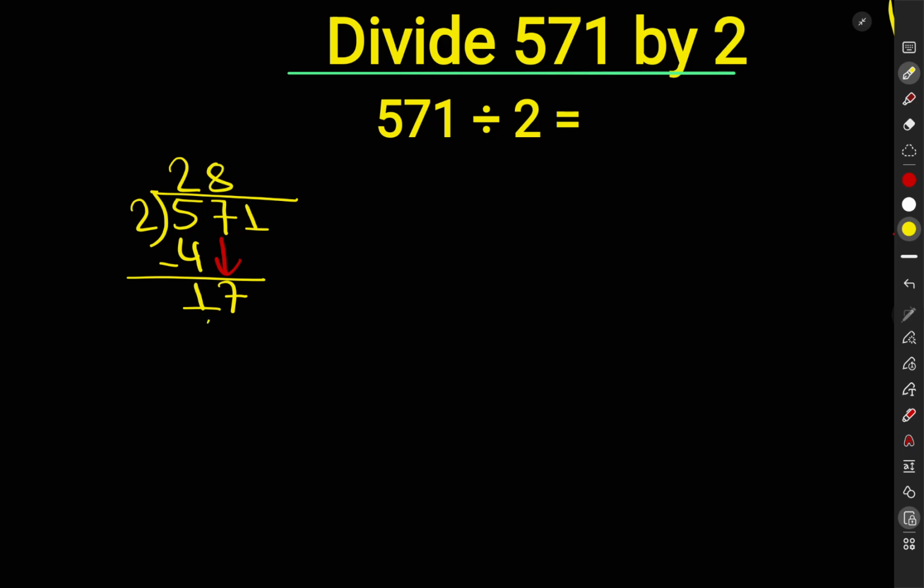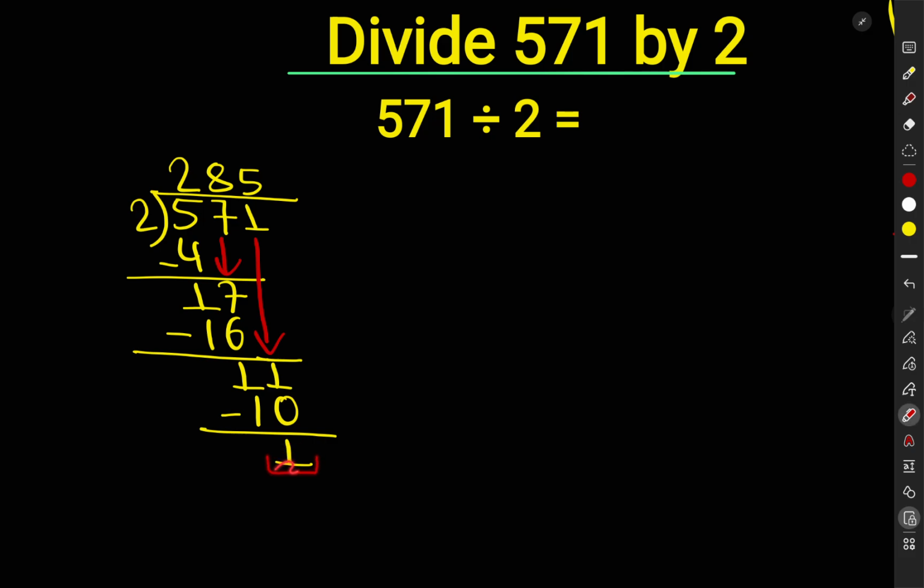2 times 8 is 16. On subtracting, we get 1. So again we put down this 1 and it is 11. 2 times 5 is 10. On subtracting, we get 1.